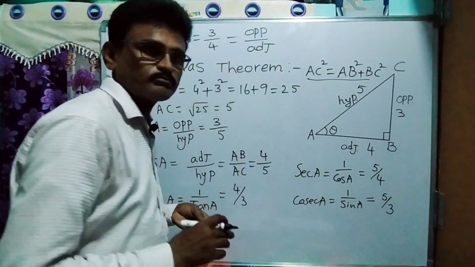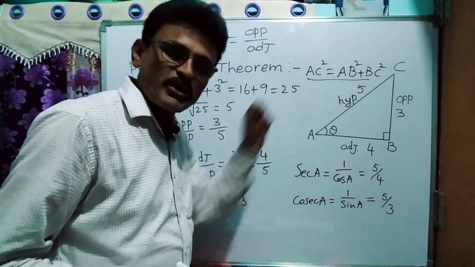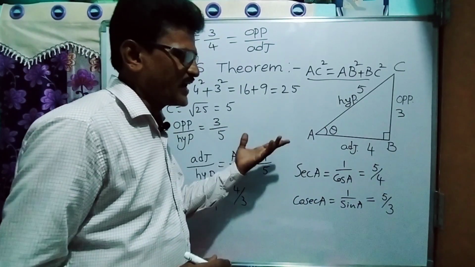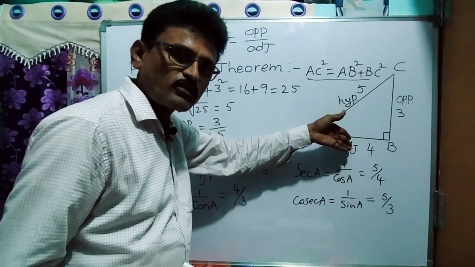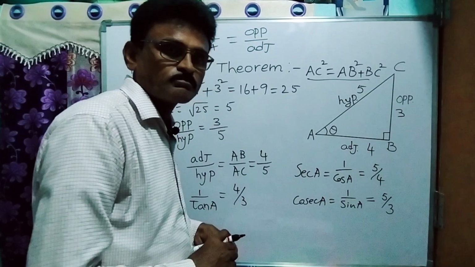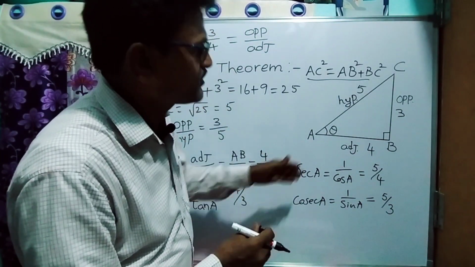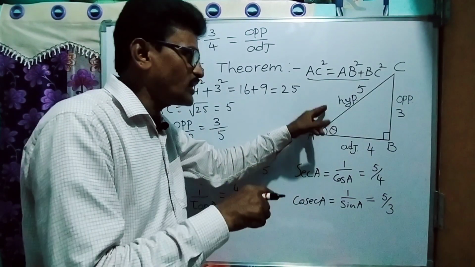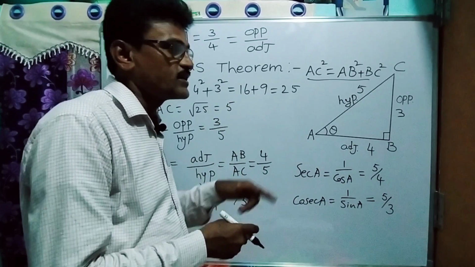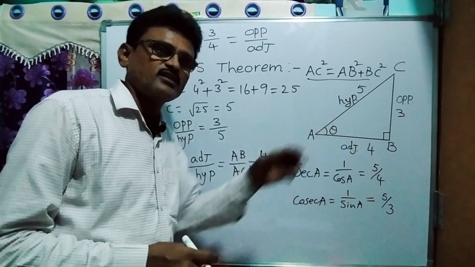So very simple. See once again. Sin A, opposite by hypotenuse, 3 by 5. Cos A, adjacent by hypotenuse, 4 by 5. Tan A they had given already, opposite by adjacent, 3 by 4. Now cot is the reciprocal of tan, it is 4 by 3. Secant is the reciprocal of cos. Cos is 4 by 5, so secant is 5 by 4. Cosecant is the reciprocal of sin. Sin is 3 by 5, so cosecant is 5 by 3. Like that we can find.